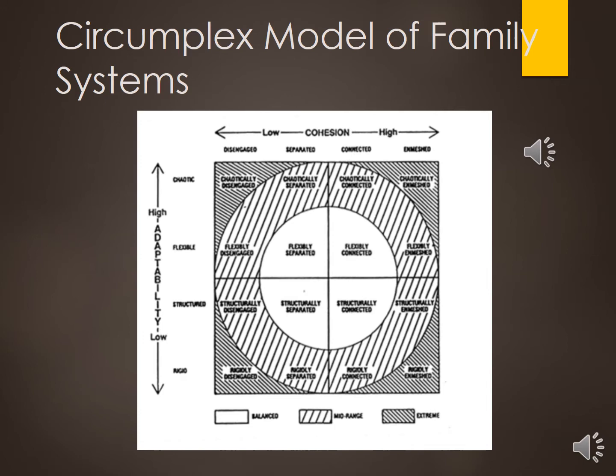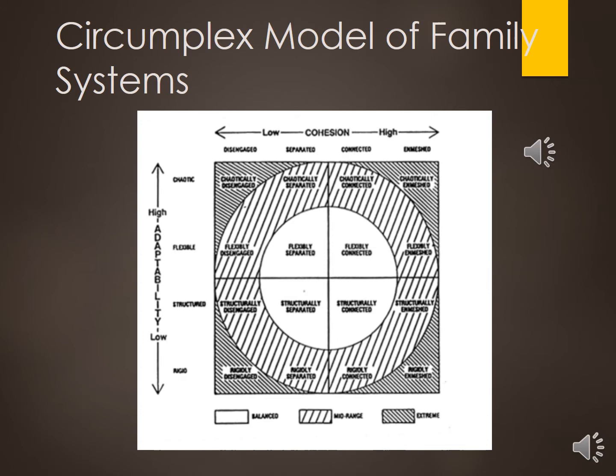The two dimensions are curvilinear in that the families that are very high or very low on both dimensions seem dysfunctional, whereas families that are balanced seem to function more adequately. We can see that in figure number one, which is describing the circumplex model over here.